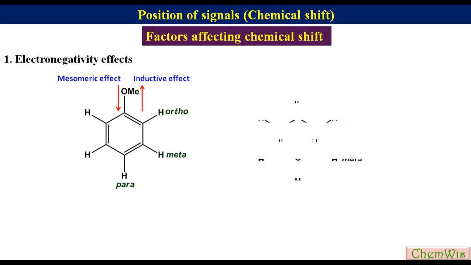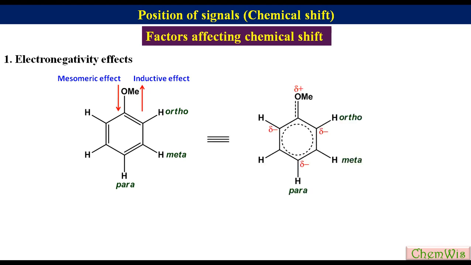Let's draw the resonance hybrid to see the relative electron density on different carbons. Here, we can see that ortho and para protons are more shielded than meta due to partial negative charge. So, ortho and para will have lower chemical shift than meta. Mesomeric effect is slightly higher on ortho than para. So, ortho will be slightly more shielded than para.